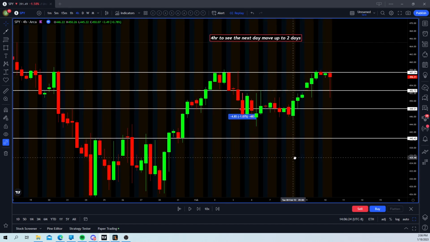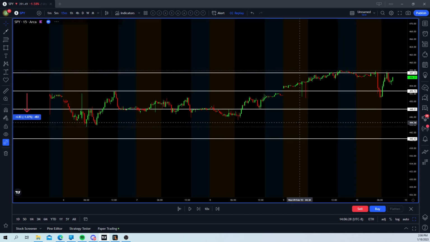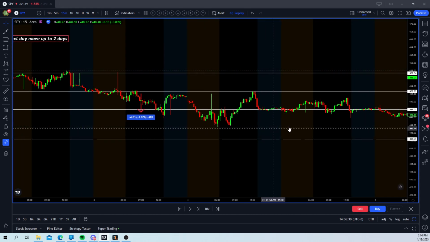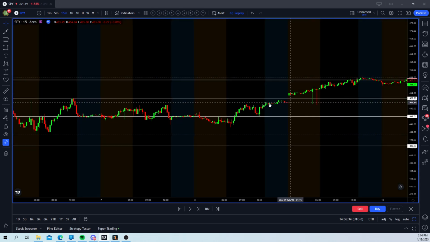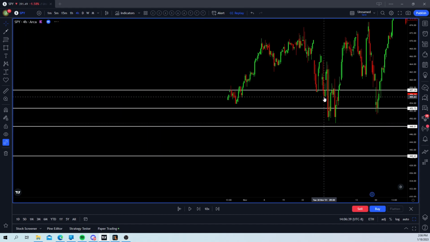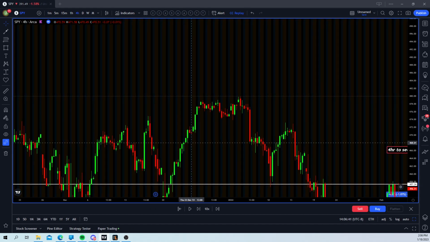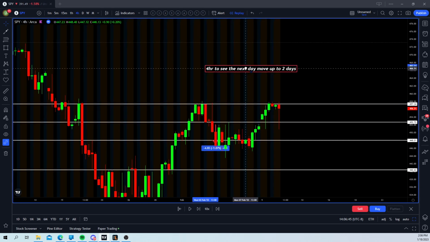Let me pause. There you go. And look how those levels react. Stops again, gets in. You know that it's holding, goes back up. It's rejecting those levels really nicely. So now that's what the 4 hour does. It shows you what the next day is going to do. So now, next day to 2 days.